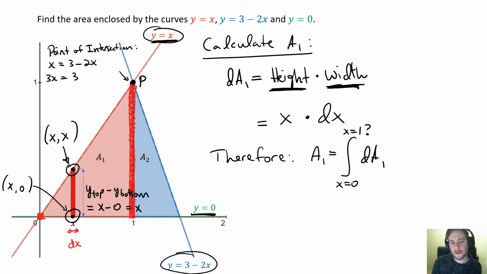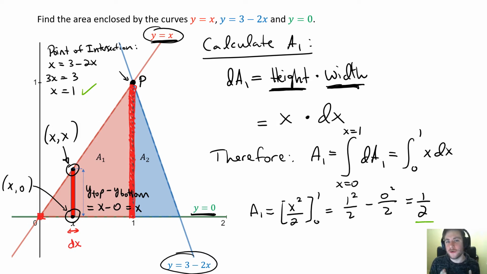From here, it's just a bit of basic algebra to solve for x, and we do indeed find that x equals 1, which verifies that my integration limits are accurate. So now that we know they're accurate, we're ready to calculate our area using the formula that we came up with for dA1. This is a really easy integral to calculate, so I'm going to leave it to you to check the remaining details. It gives us a value of 1/2.